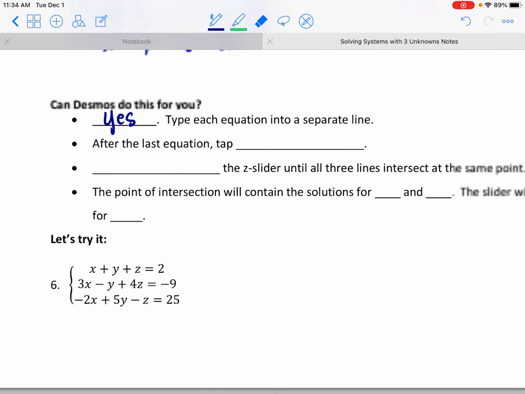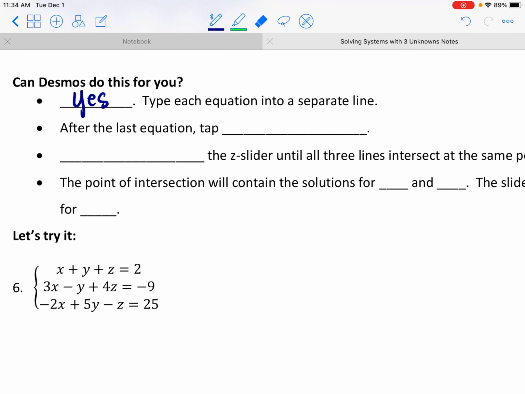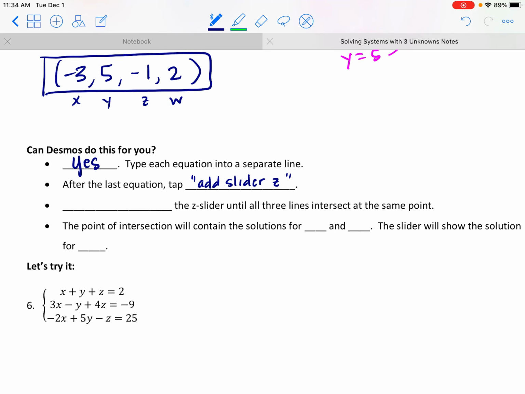Okay, so after the last equation we type in, we're going to tap add slider z, and what that does is it guesses a value for z, but it's putting z in as a constant, making these three lines for us that we can actually graph.